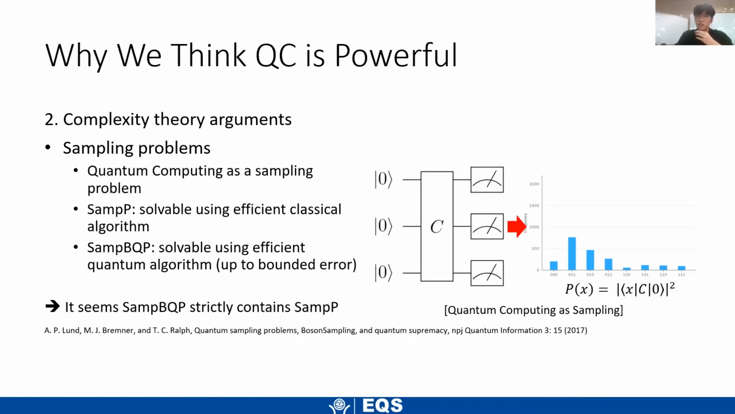And then there's SAMP-BQP, which is problems that are solvable using efficient quantum algorithms, of course, up to some bounded error. And there are some arguments that show that it seems like SAMP-BQP strictly contains SAMP-P, even for some intermediate scale quantum circuits. I'm not well versed in complexity theory, so I think that this is about as far as I can explain. If anyone is more interested in this subject, I have put a reference paper down below.